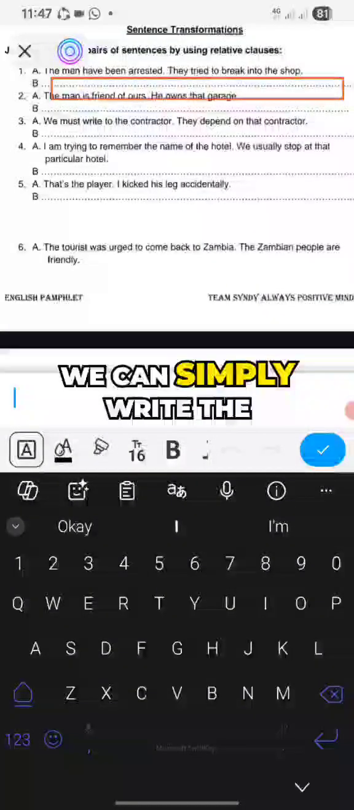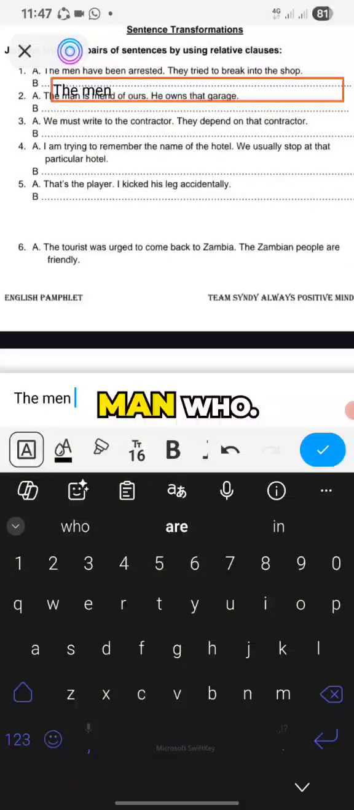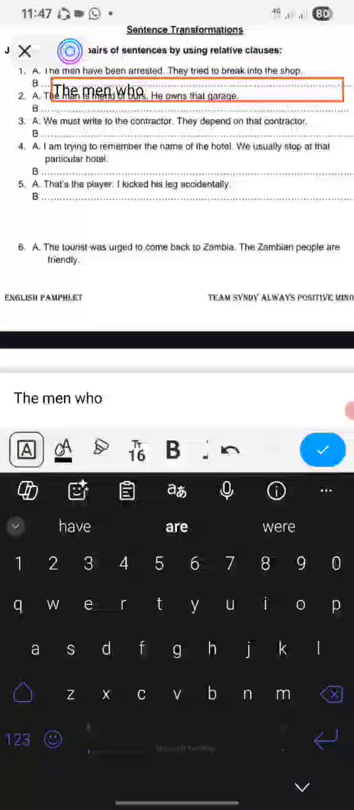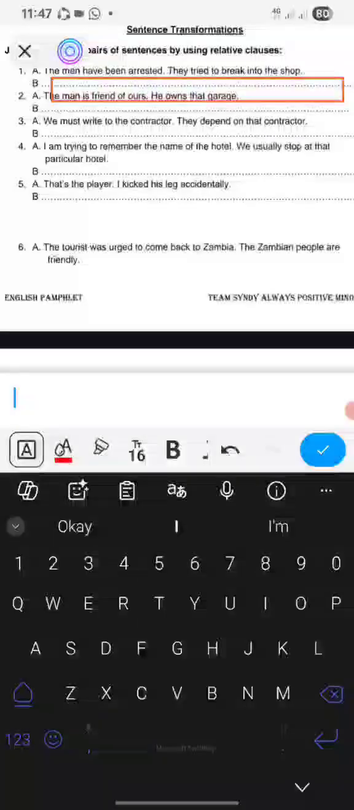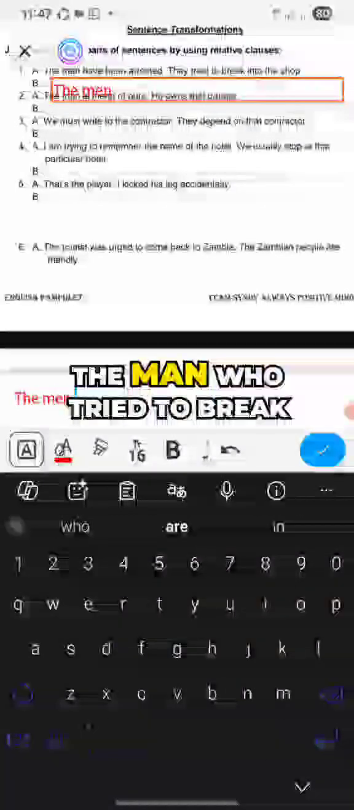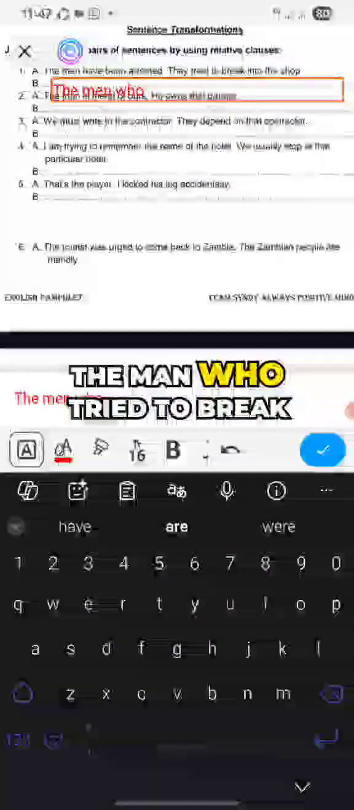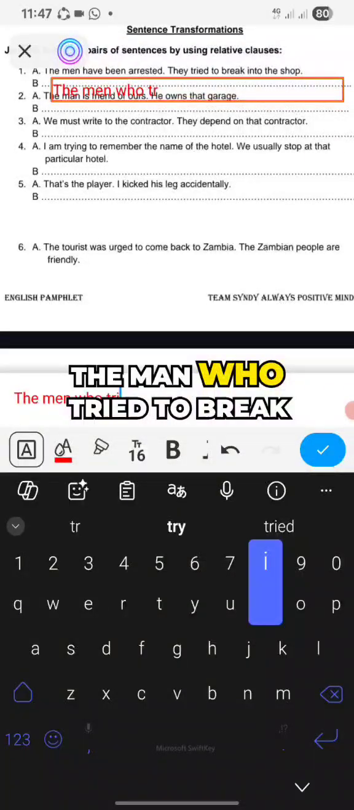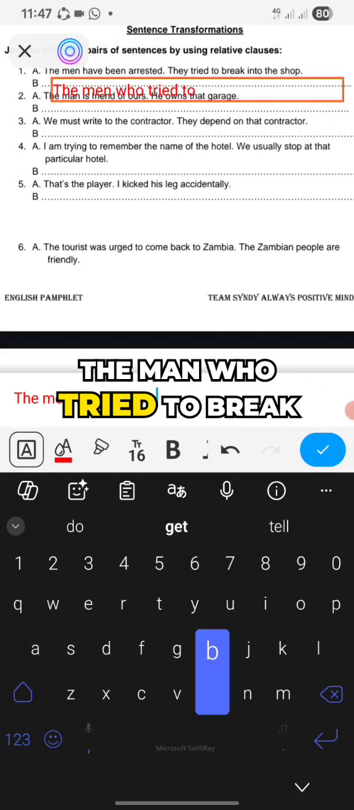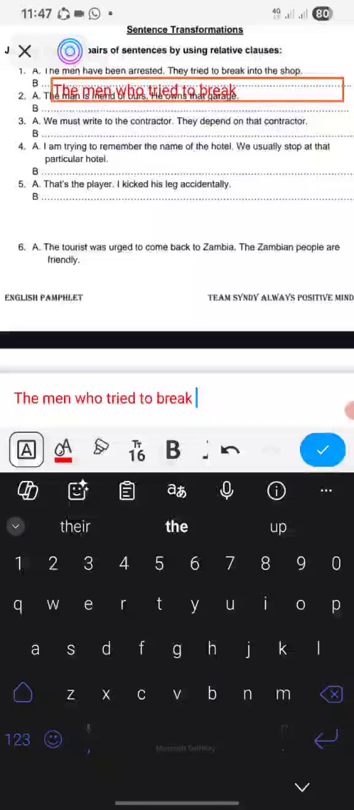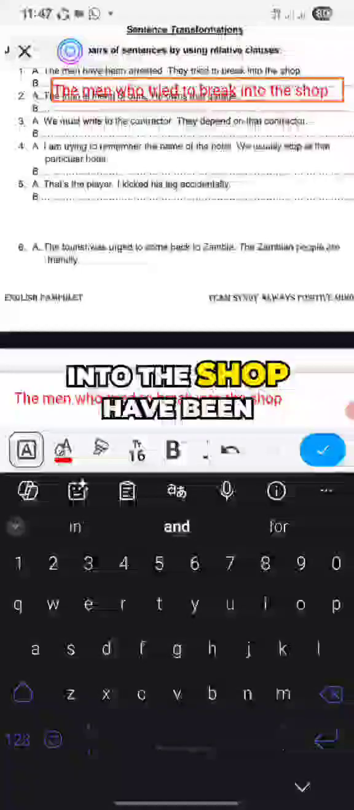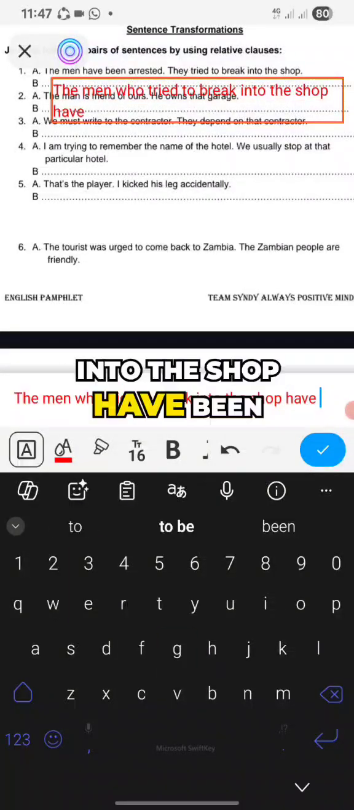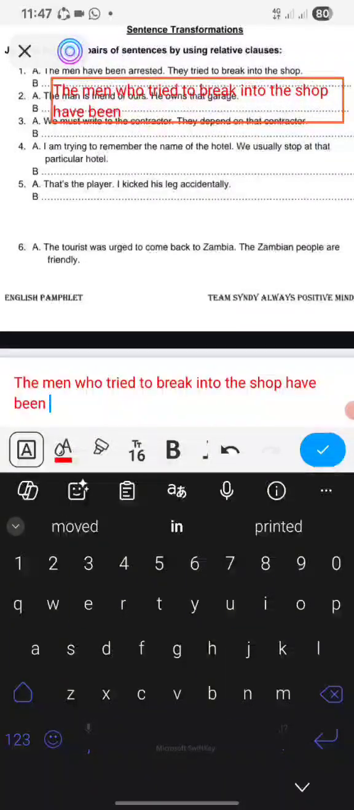We can simply write: the men who tried to break into the shop have been arrested.